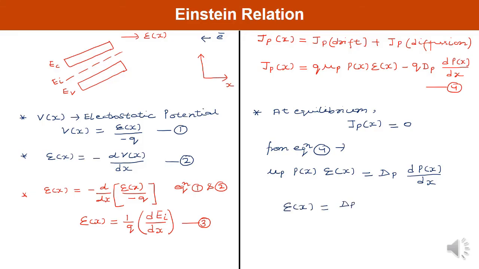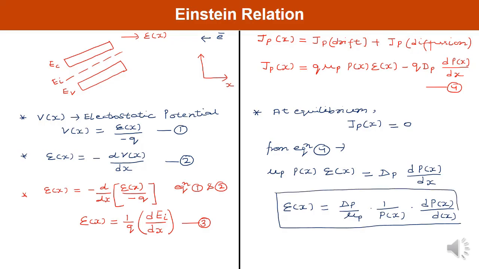E(x) is D_p upon mu p into 1 upon p(x) into dp(x) upon dx. Just you have rearranged the term. So from here you can write down E(x) in this form. This is equation number 5.